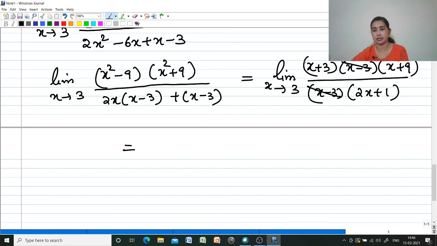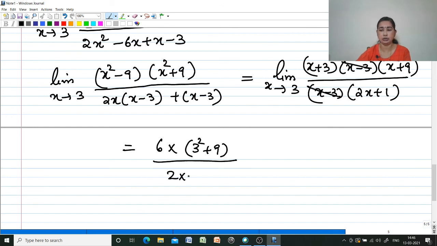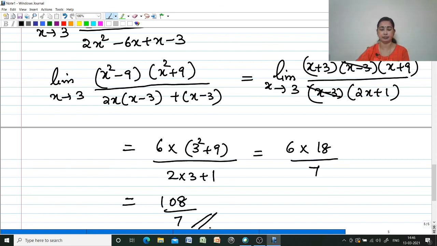3 plus 3 is 6, into 3² plus 9, divided by 2 into 3 plus 1. That's equal to 6 into 9 plus 9 is 18, divided by 6 plus 1 is 7, or that is 18 into 6, 8 6s are 48. So 108 divided by 7. That is, limit x tends to 3, (x⁴ - 81) by (2x² - 5x - 3).